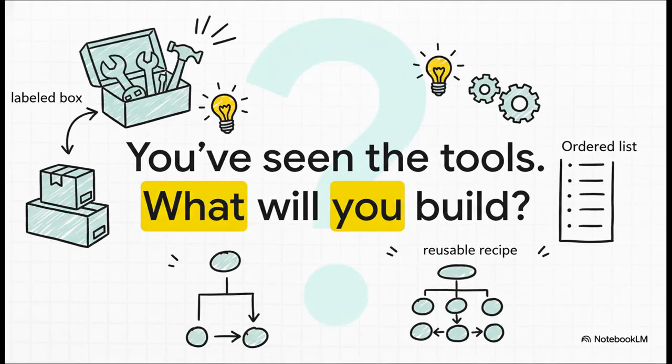So there you have it. You've gotten a first look into JavaScript's toolbox. You've got the labeled box, the ordered list, and the reusable recipe. You've seen the basic building blocks. The only real question left is, what are you going to build with them?